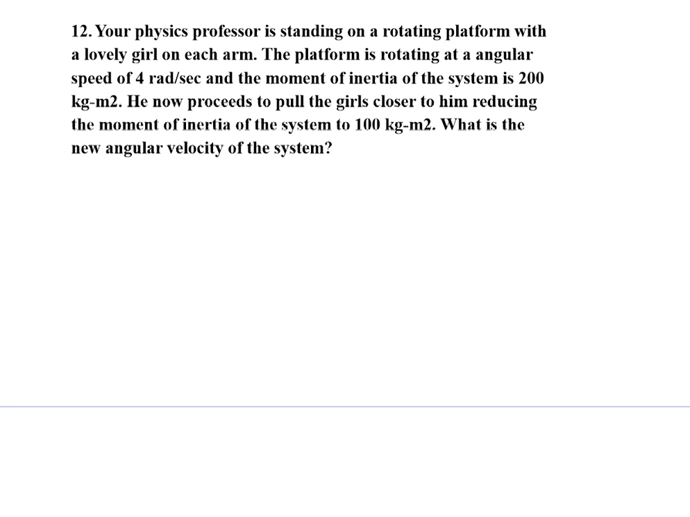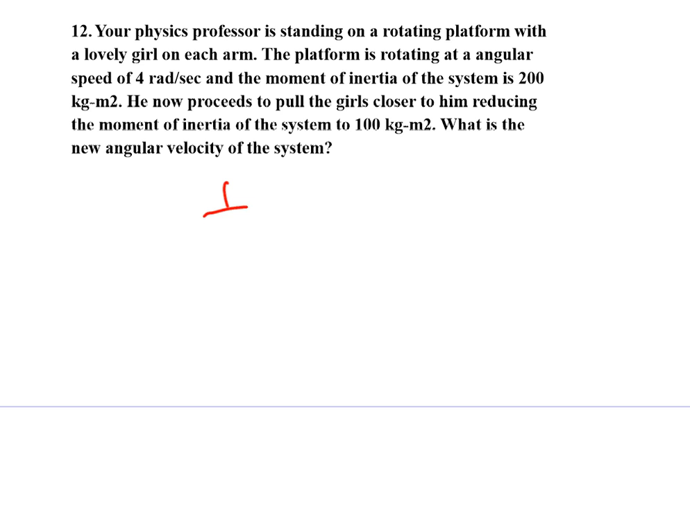As an example, suppose your physics professor is standing on a rotating platform with a lovely girl on each arm. The platform is rotating at an angular speed of 4 radians per second, and the moment of inertia of the system is 200 kilogram-meters squared. If he now pulls the girls closer to him, reducing his moment of inertia to 100 kilogram-meters squared, what is the new angular velocity of the system?